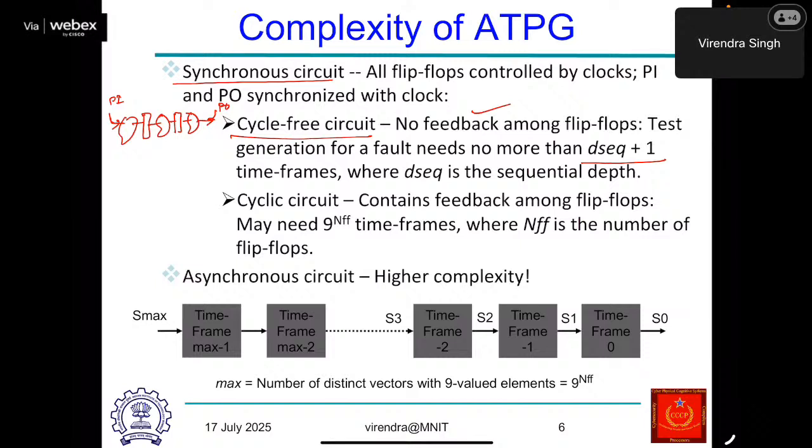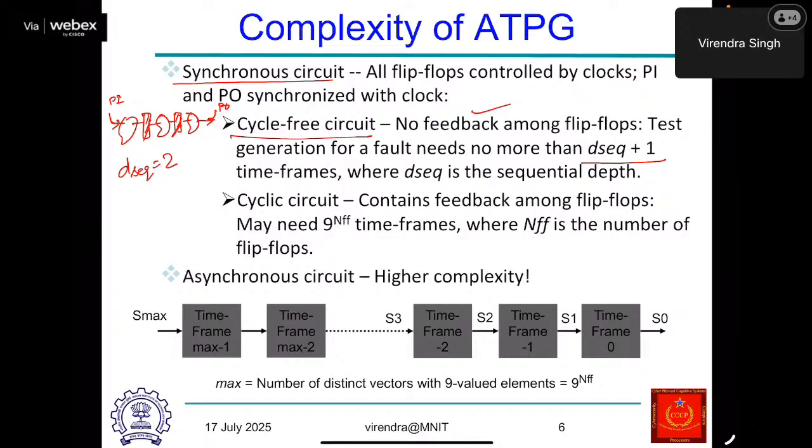In that case we are passing through two registers, and that means two flip-flops. Any path will pass through the two flip-flops. In that case we define the sequential depth as 2, and therefore we have to expand this to at least three time frames to generate the test vectors.